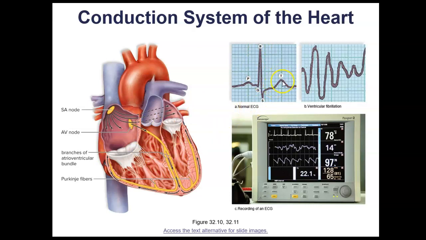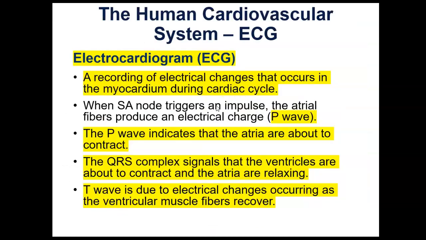And then you're going to have the T wave, which represents the electrical impulse that signals the ventricles to relax. So P is the atria contracting. QRS is ventricles contracting. And the atria actually relax during that stage, but the ventricles contracting kind of overpowers the atria relaxing. And the T wave represents that the ventricles are about to relax.